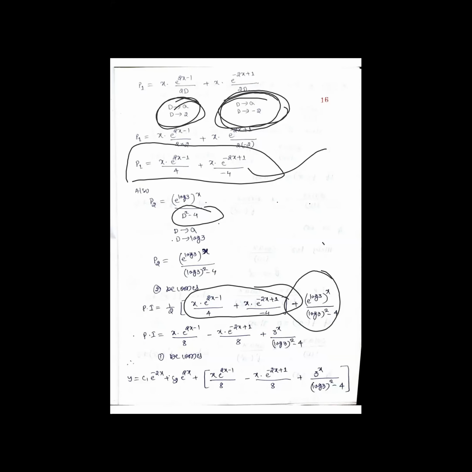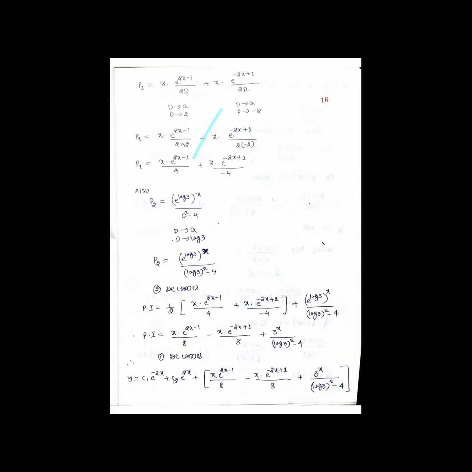1 by 2 P1 plus P2. So this is our complete solution of the particular integral. Write the complementary function and the particular integral together, and write the final solution. Okay.